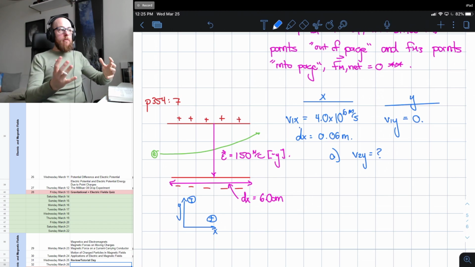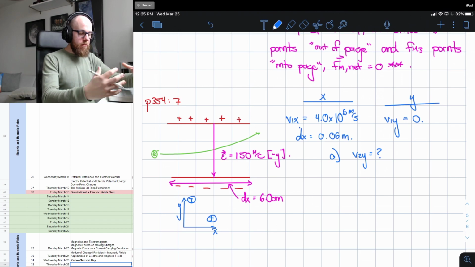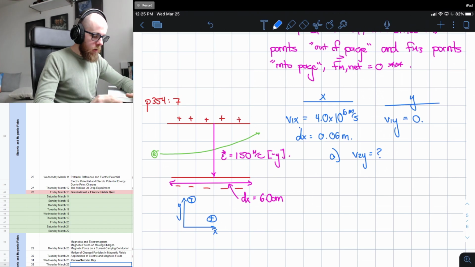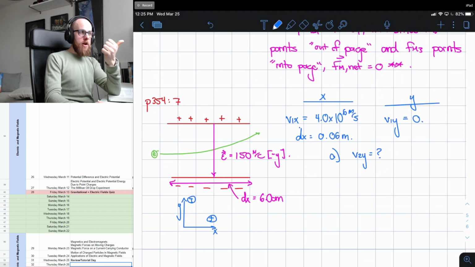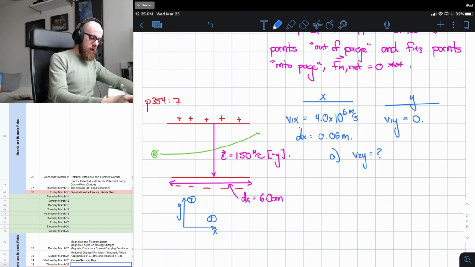This is very much like a projectile motion problem, right? I want to use some set of this information to figure out multiple things, but the first thing I want to figure out is how long it takes. I want to find time. Luckily, I have the speed in the x direction, and I have the distance that it travels in the x direction. So I have everything required to figure out what time is. So first, calculate time.